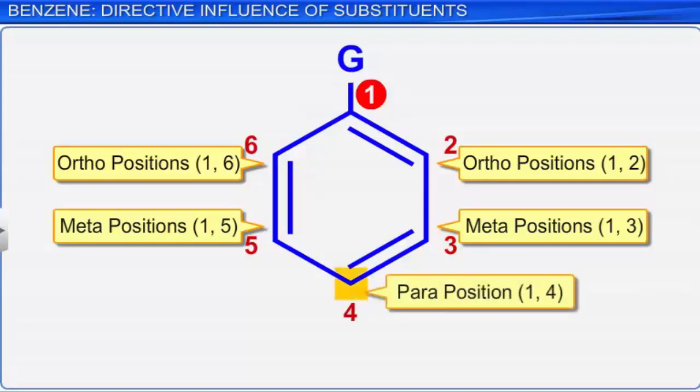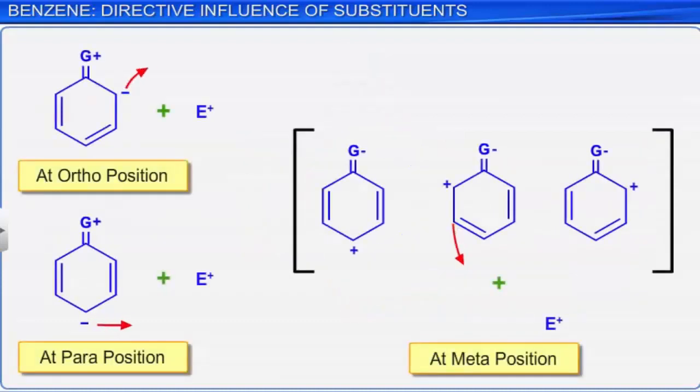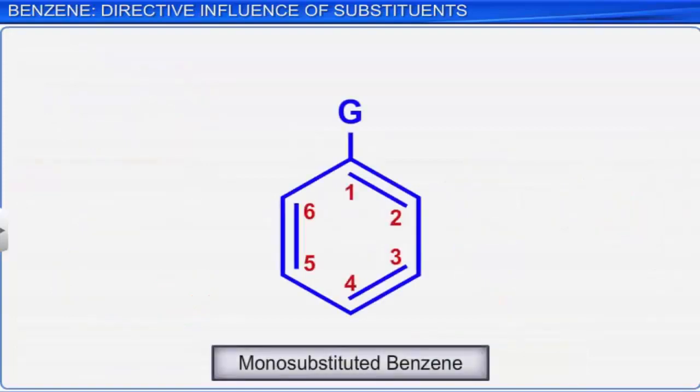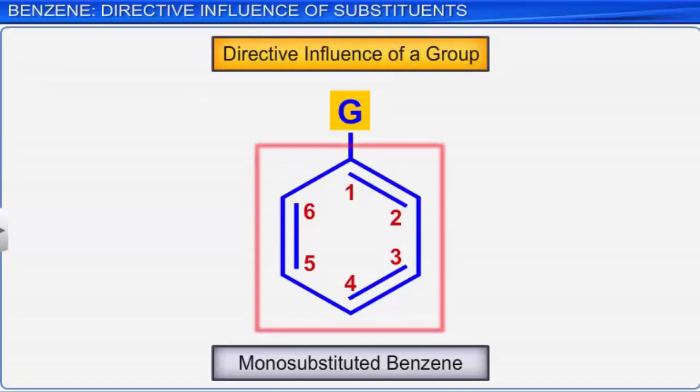The position that the incoming electrophile will occupy depends upon the availability of electron density in the ring, which in turn again depends on the nature of the group G already present in the benzene ring. This is known as the directive influence of a group. This influence could either be ring activating or ring deactivating.